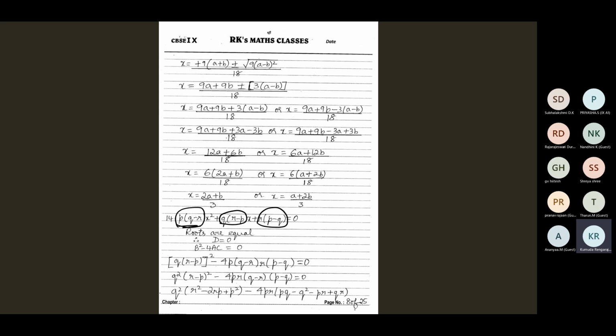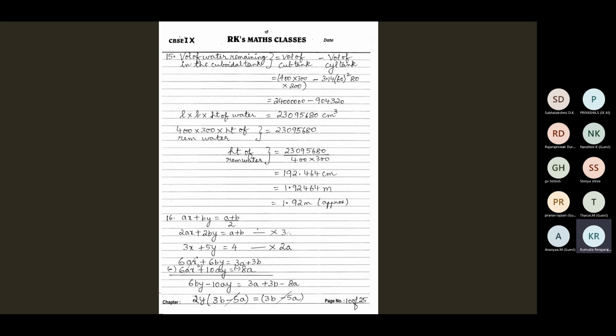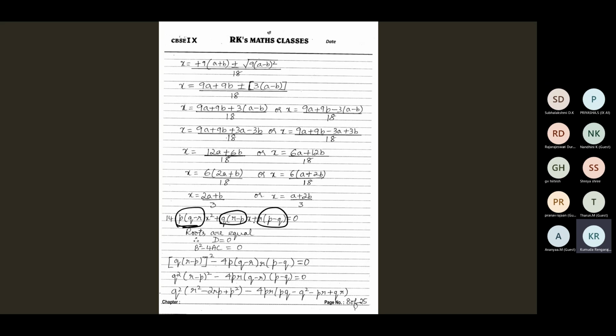where we have 6 terms, of which 3 are perfect squares. We have an equation in which the LHS has 6 terms, of which 3 are perfect squares. So 6 terms, 3 perfect squares goes with a square plus b square plus c square plus 2ab plus 2bc plus 2ca. So we will be able to prove this result using that identity. You can see here. We use that identity here. Okay, so this is the first slide, children.